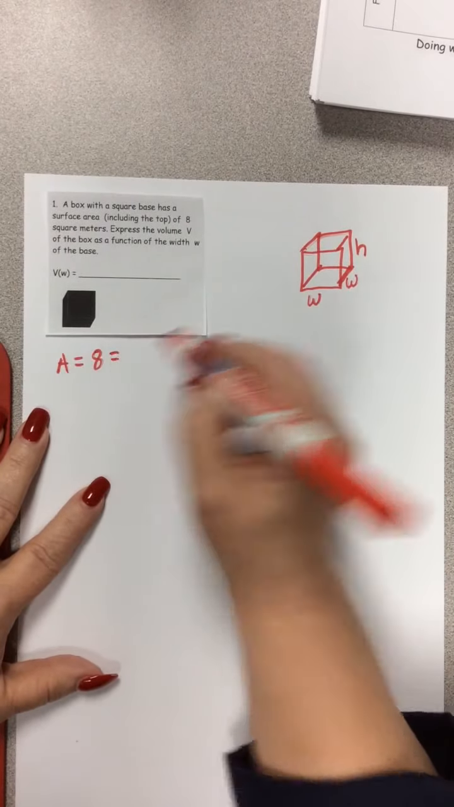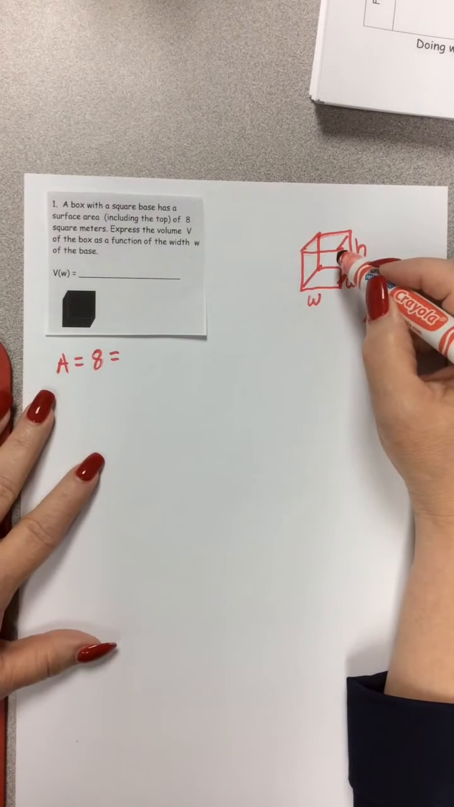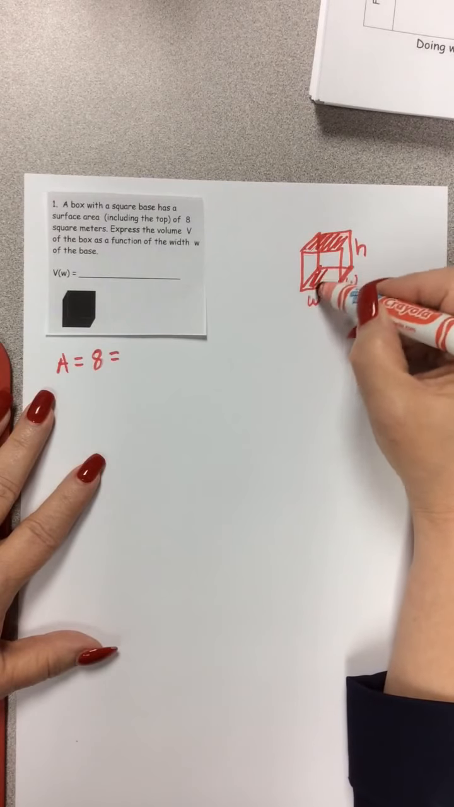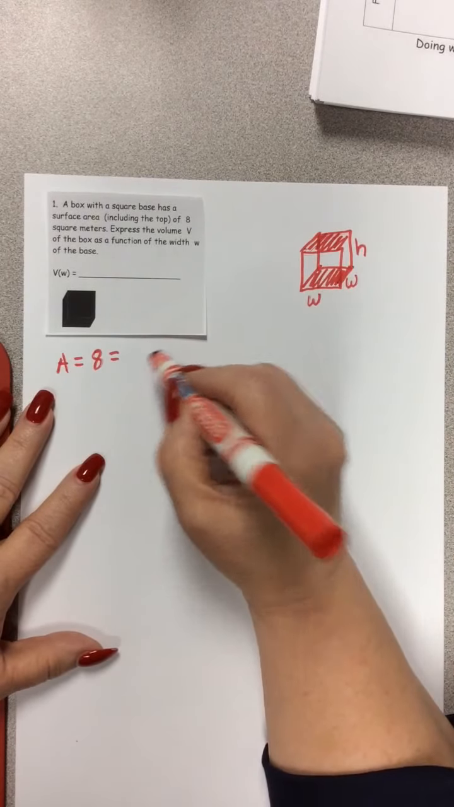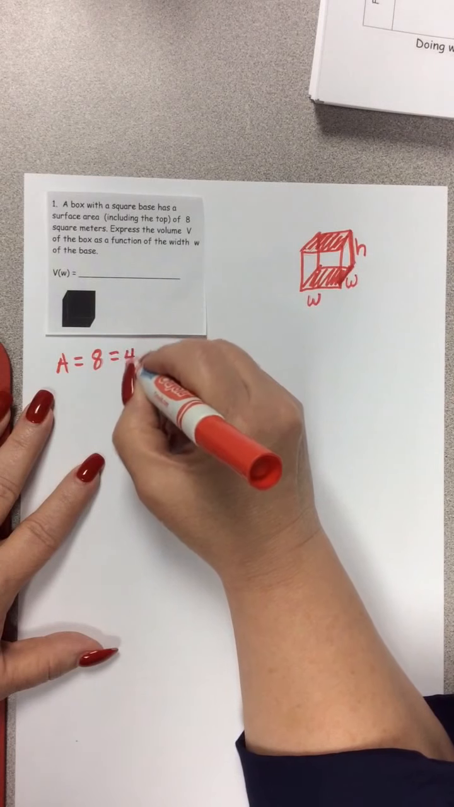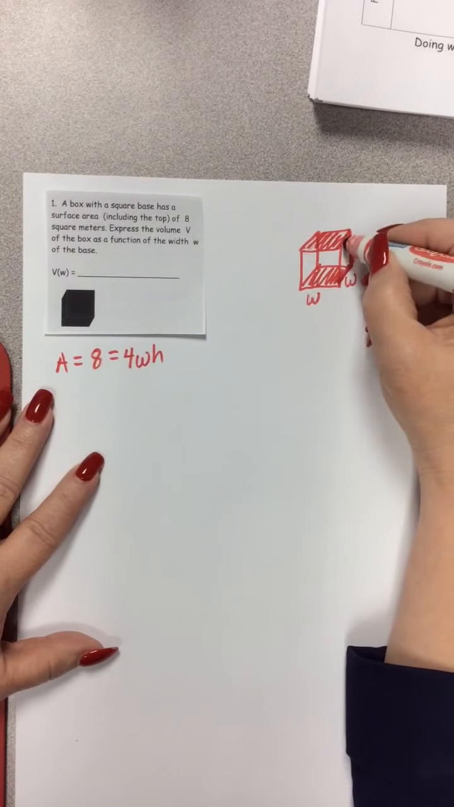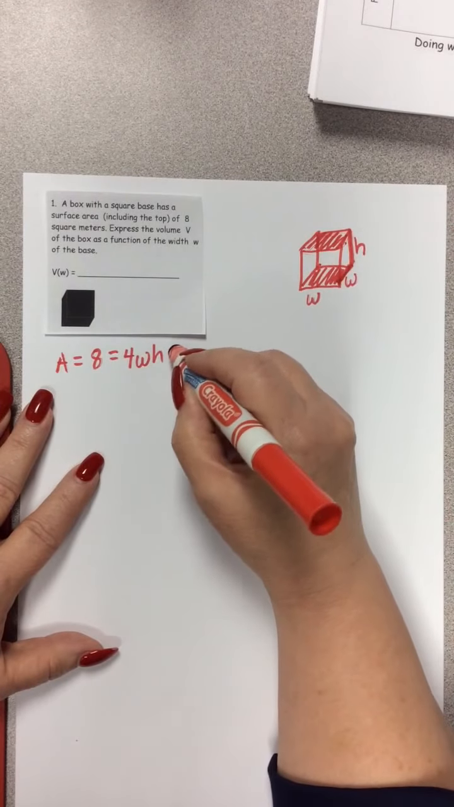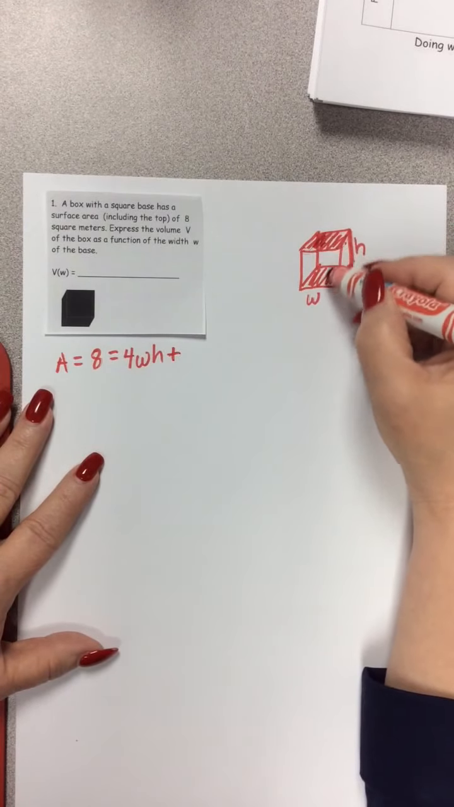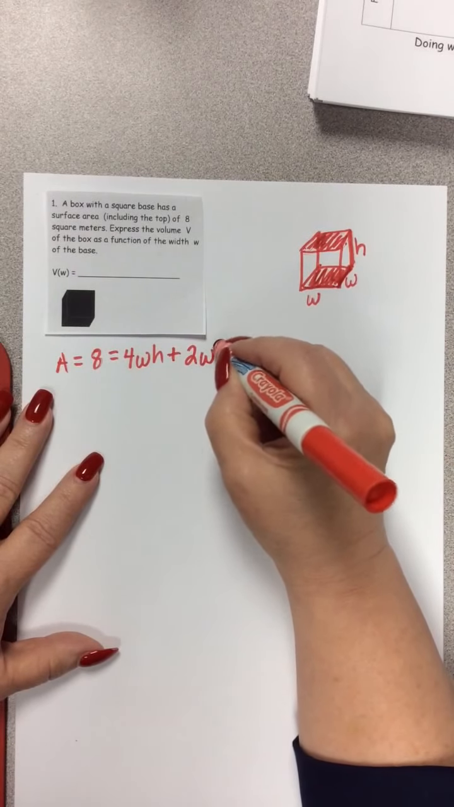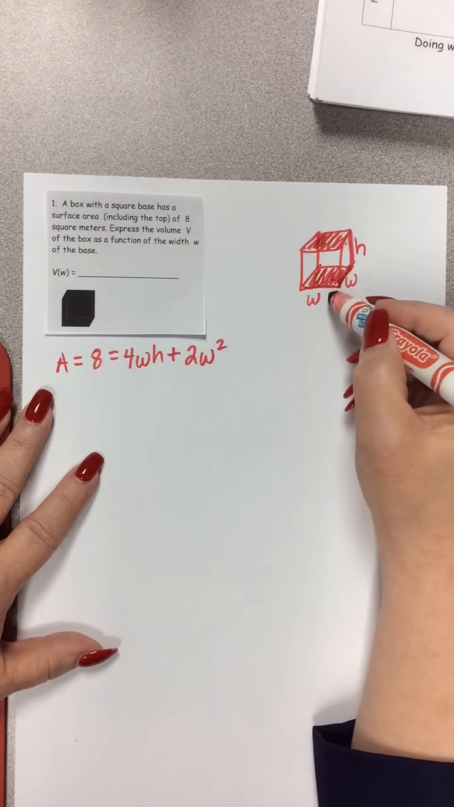And the formula for the surface area of a box that has a top, so this has a top and it has a bottom. The formula is, it's got 4 sides that go all the way around, and each one of those sides is WH. So it's 4WH, because it has this side and the front and the side and the back. So 4WH plus the area of the top and the bottom, both of those are W by W, so that would be 2W squared. 1W squared for the top, 1W squared for the bottom.